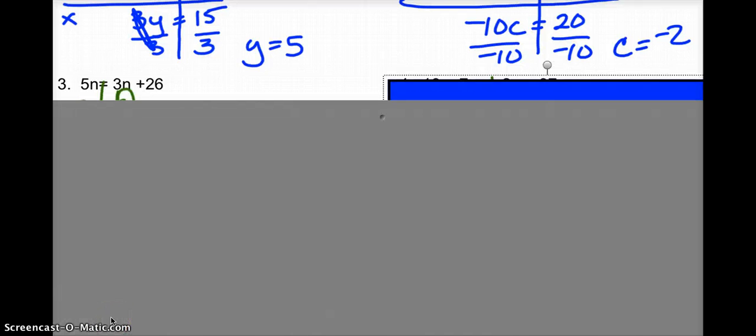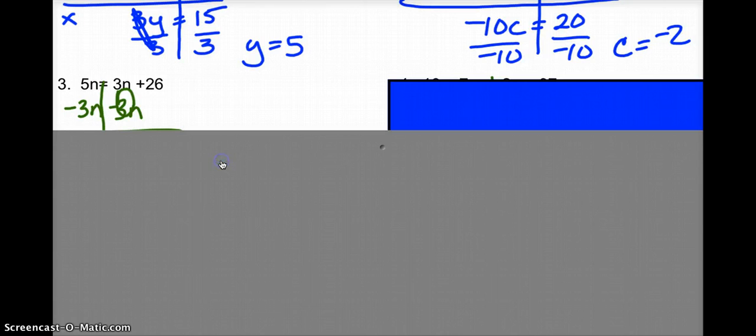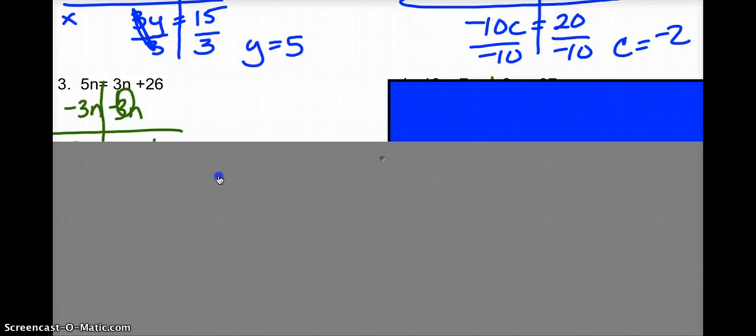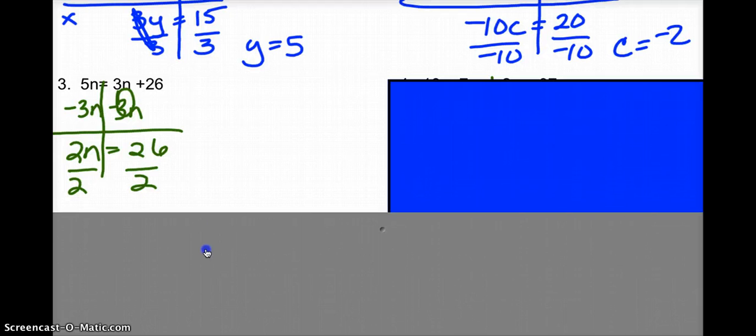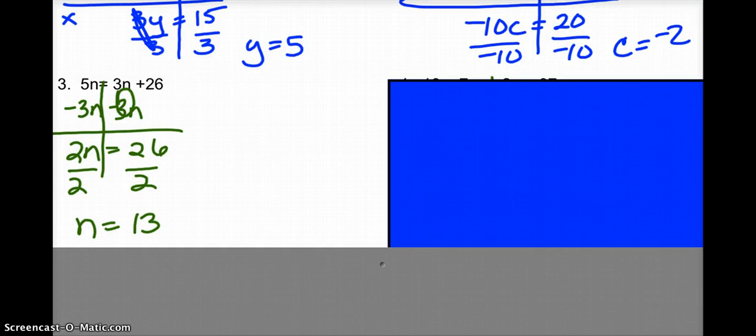In number 3, we'd already identified that we need to get all the variables to one side. I chose to subtract 3n on both sides. We made that math magic. 3n minus 3n is 0, so now we don't have the variable on the right anymore. And 2n equals 26 once we bring our work on down under that long line. Now to split up the couple, we use the inverse, which is to divide by 2, so n equals 13.